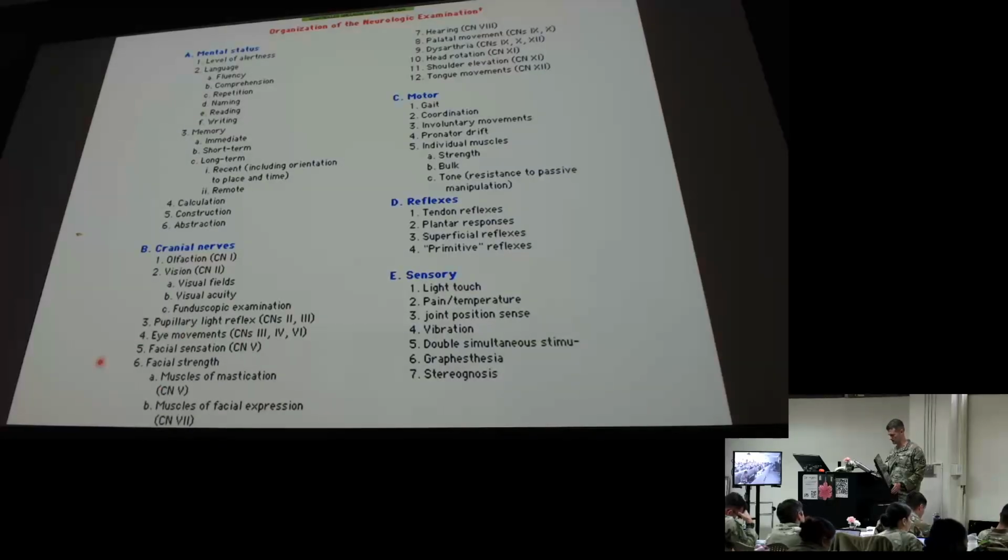And then here's just a nice little organization. I had to look up what this double simultaneous stimuli was. It's not a test I think we've done. It's where you poke the patient and blare an air horn if they don't feel you poking them. I thought that was strange. I've never seen that done in my life.